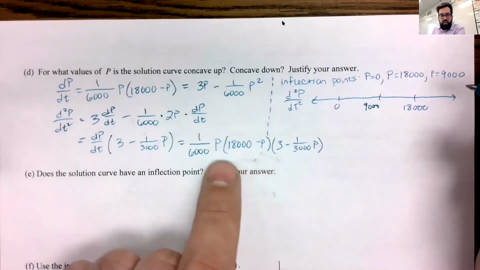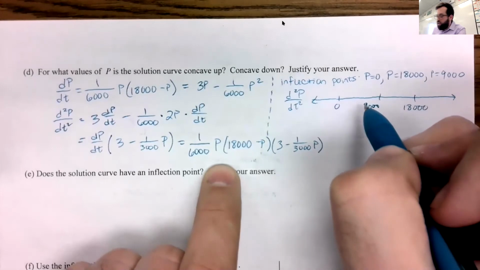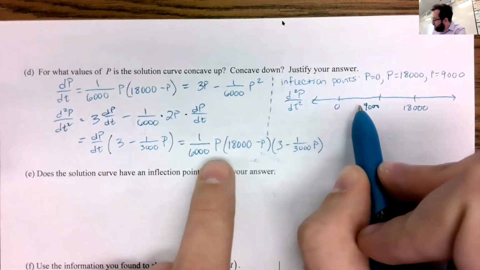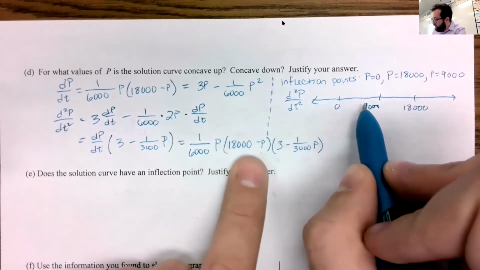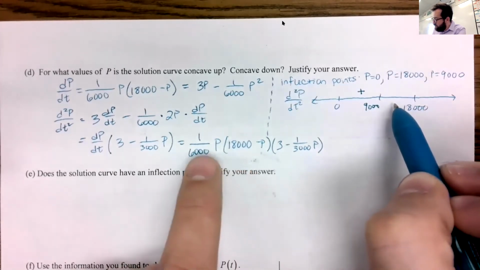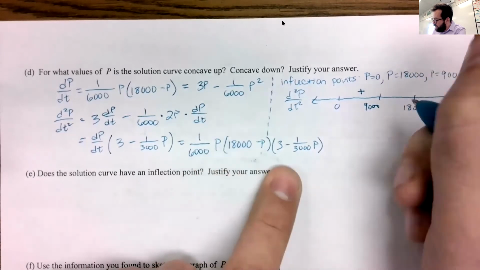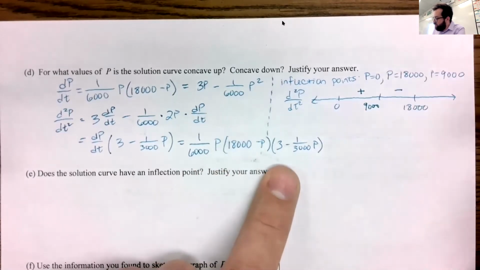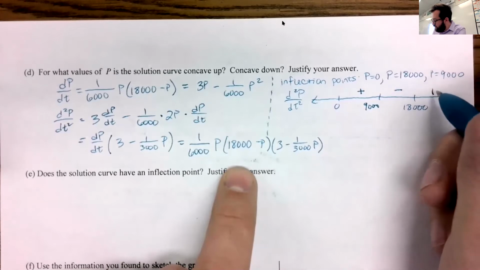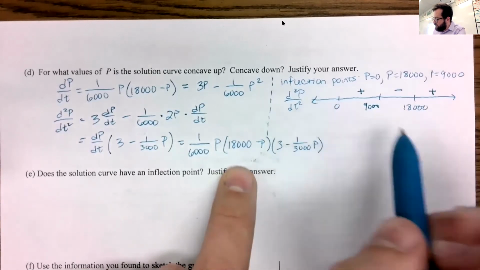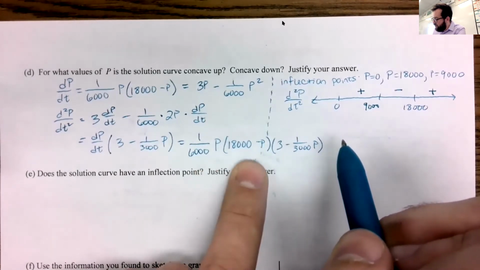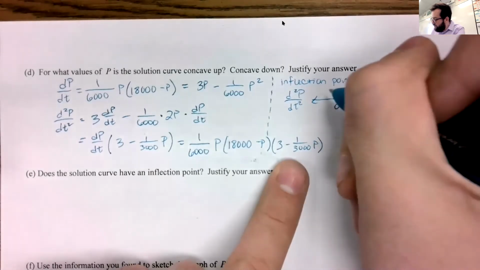We've got to figure out what's going on with this second derivative. If we plug in a number between 0 and 9,000, it's going to be a positive times a positive times a positive. If we plug in a number between 9,000 and 18,000, it'll be a positive times a negative. If we plug in a number bigger than 18,000, it's going to be positive again. And we don't really care what's happening when it's negative, but it's going to be a negative times a positive times a positive, so it'll be negative down here.